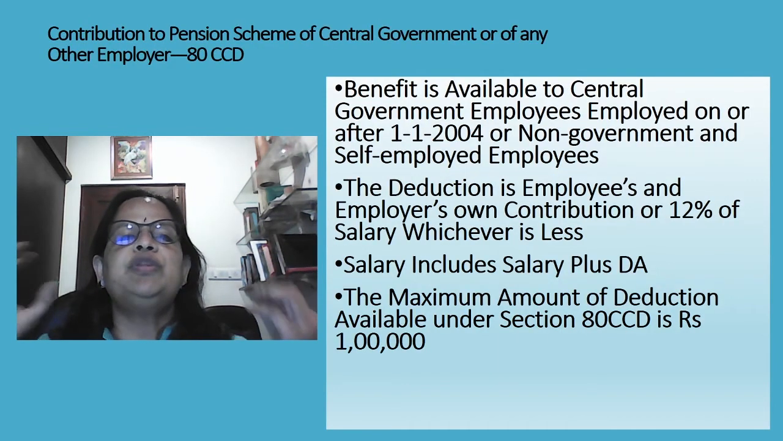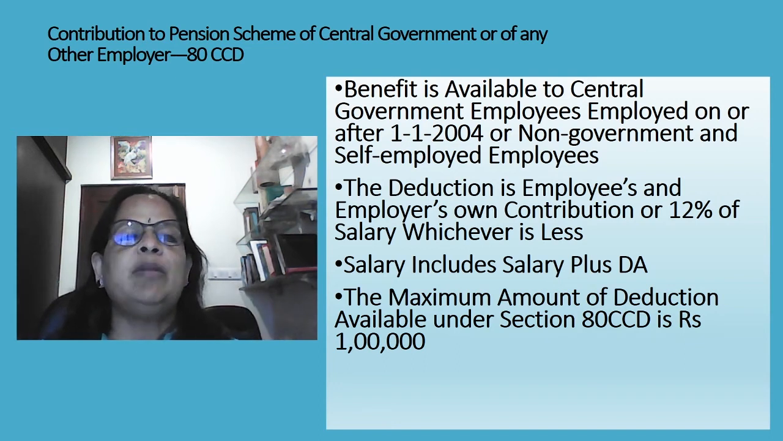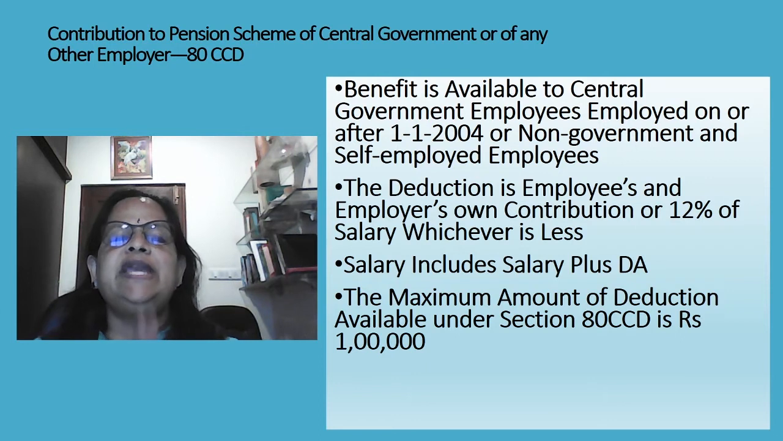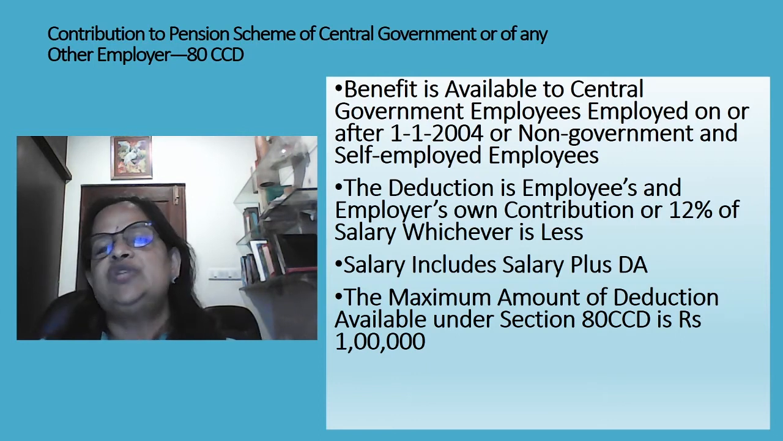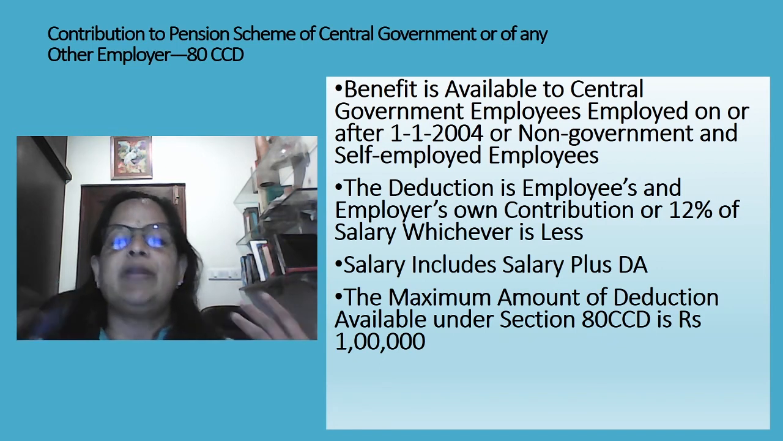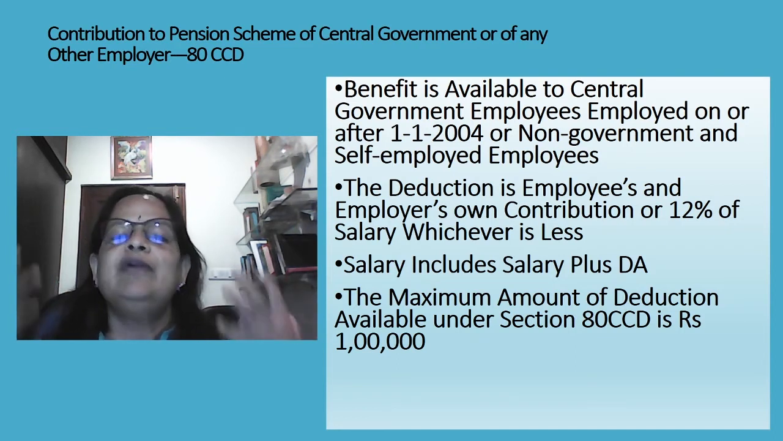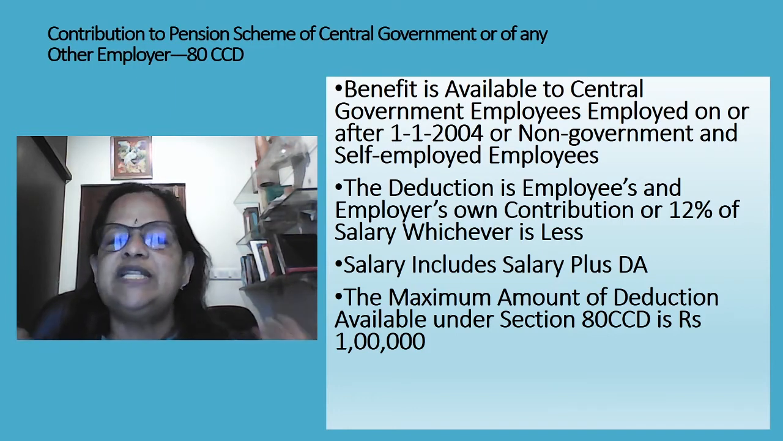Now, the next deduction we are going to is contribution to the pension scheme of the central government or of any other employer, 80CCD. This is also related to pension, because everybody will be looking for a pension. If we are getting a pension, we don't have to depend on our children for our old age. Just like salary, we are not getting the full salary, but 1/3 of the last drawn salary we are eligible to get as pension. That is a good thing.